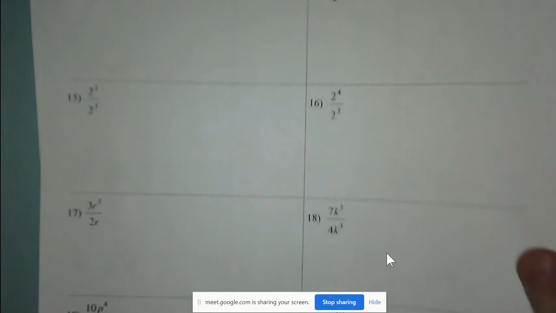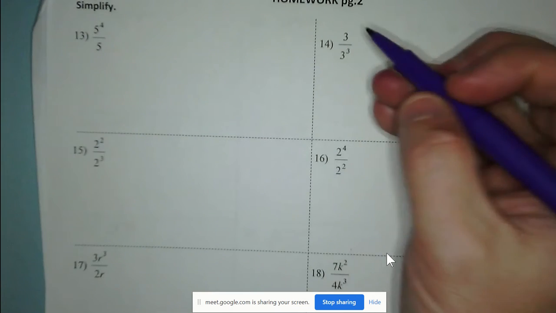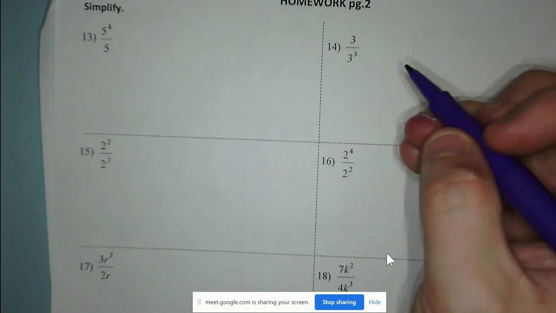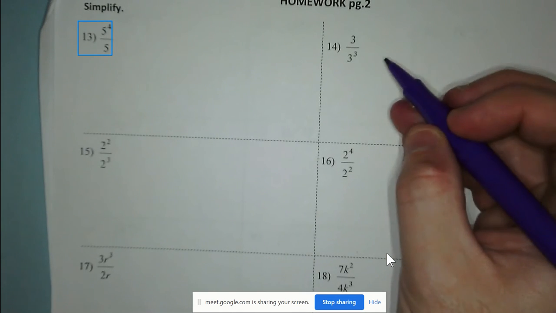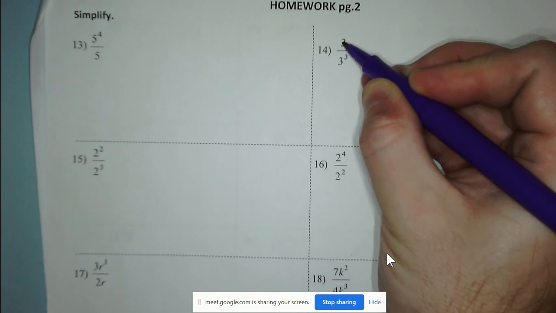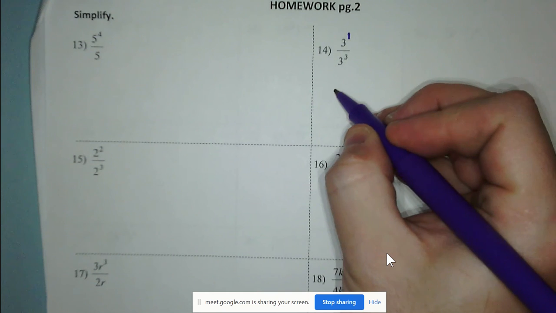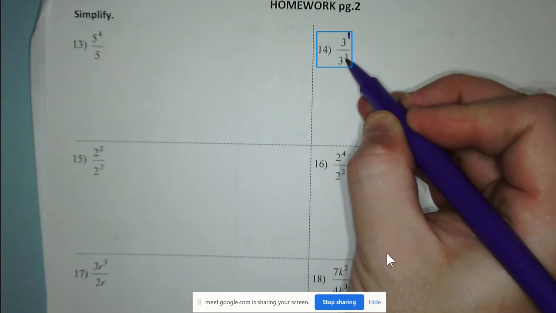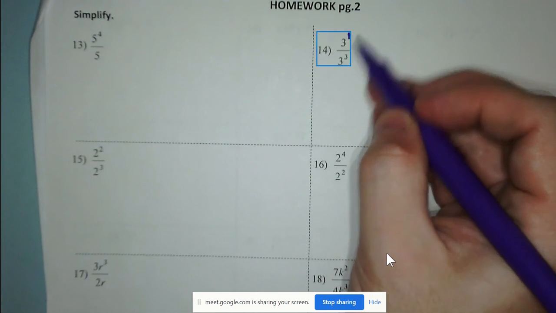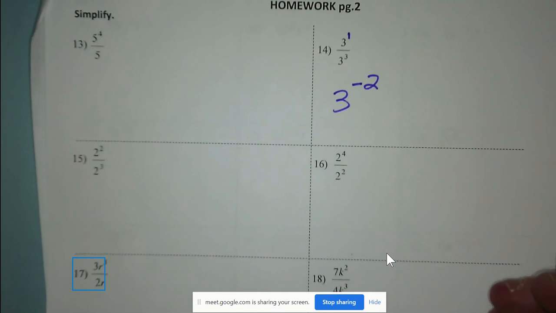And then page 2, you should be able to get started on immediately. And again, heck, this one, number 14 here, 3 over 3 to the 3rd. Again, whether the base is 3 or the base is x, it doesn't matter. This is going to be 1 minus 3. You can do the shortcut of subtracting powers and get 3 to the negative 2 power. Whoa. Okay?